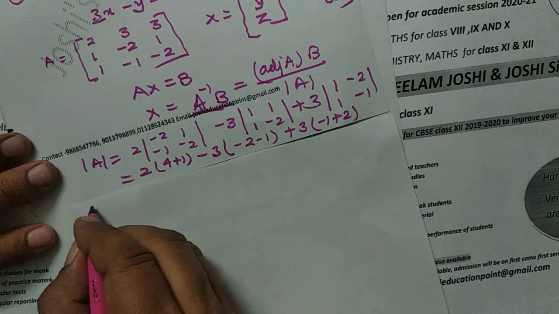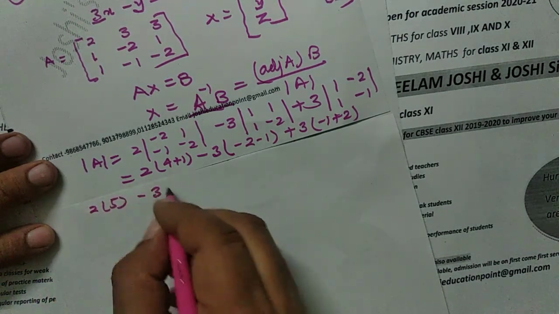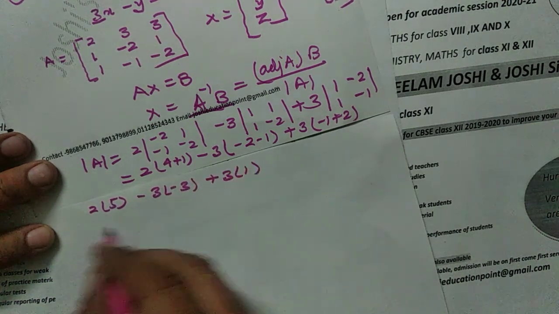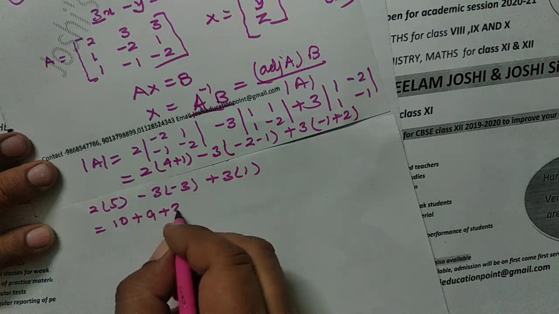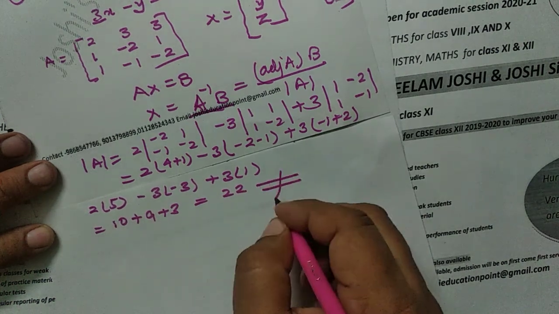Just take it. It is 2 into 5, minus 3 into minus 3, plus 3 into 1. So it is equal to 10 plus 9 plus 3, and it comes out to be 22, which is not equal to 0.